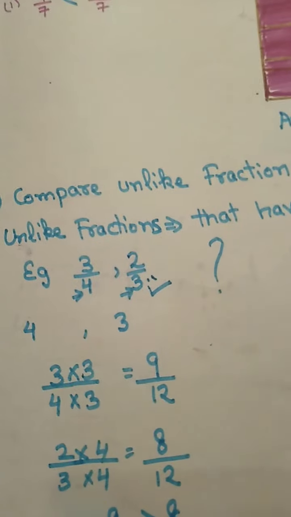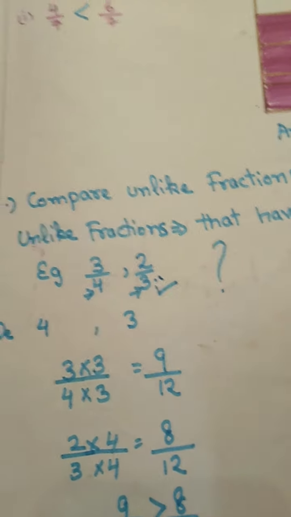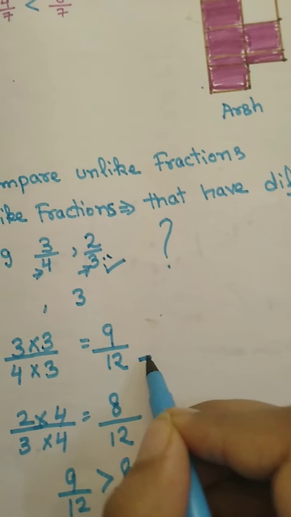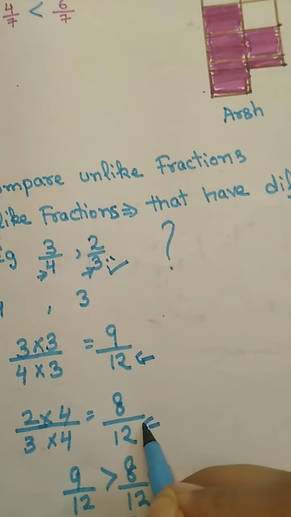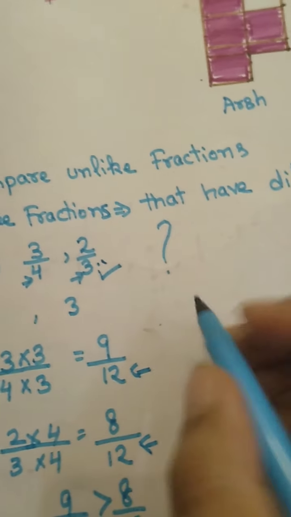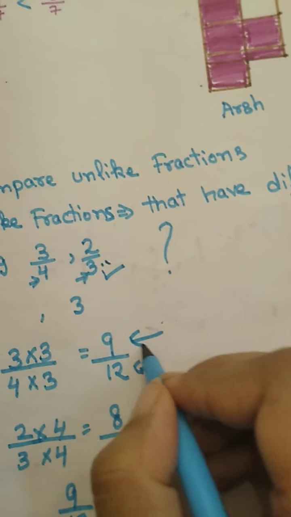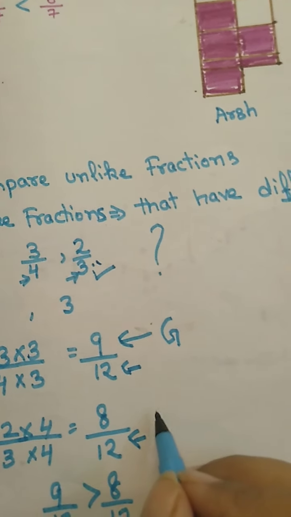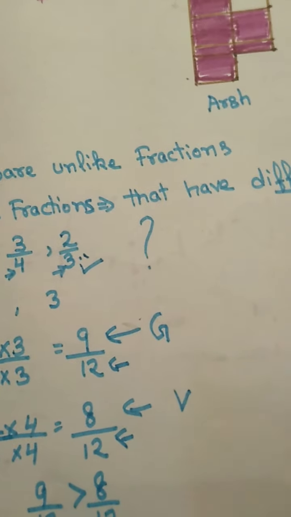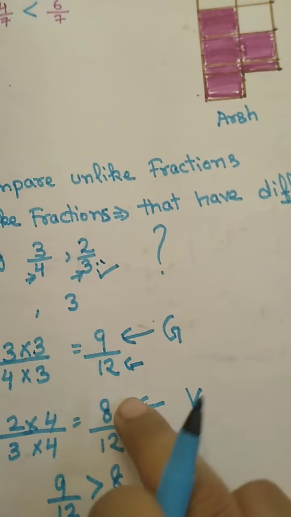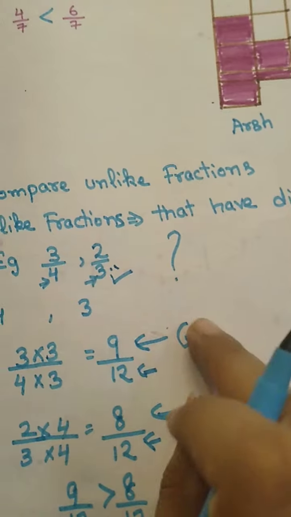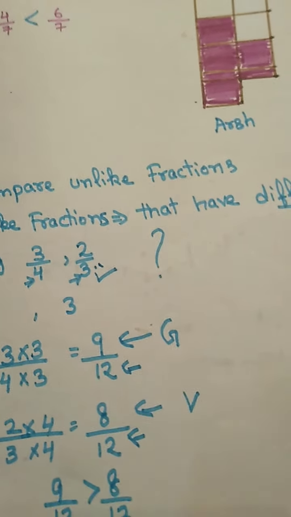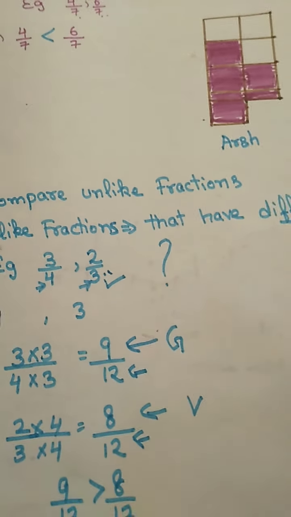Now we can easily find out which has greater number of parts. Now you can see both have 12 equal parts. Both have 12 equal parts. Suppose here the 9 parts is given to Gurjot and 8 parts is given to Vithi. Now can you tell me? And the total number of 12 parts. Both has total 12 parts and 9 parts is given to Gurjot and 8 parts of these 12 parts given to Vithi. Which has more number of parts of chocolates?